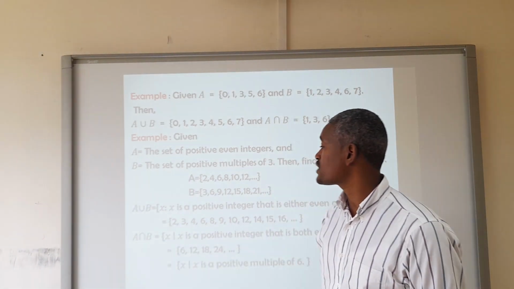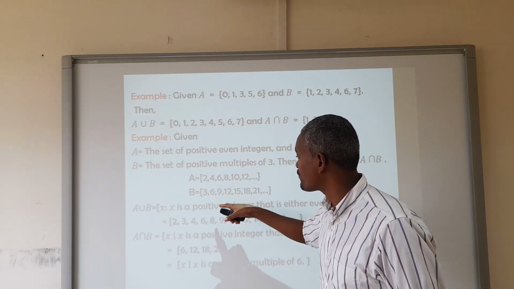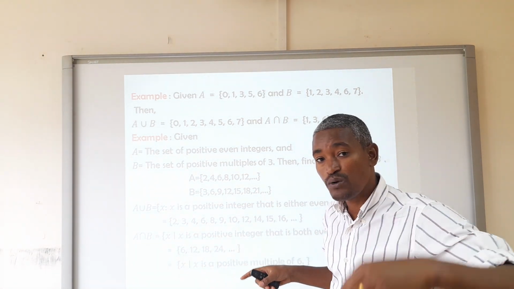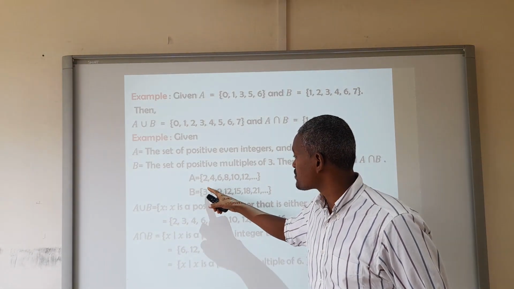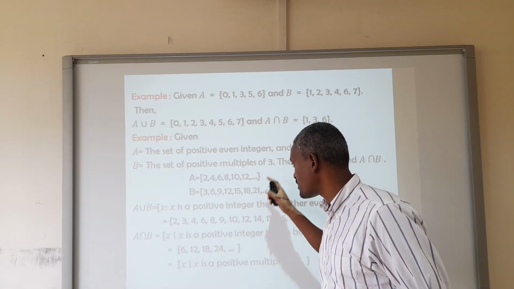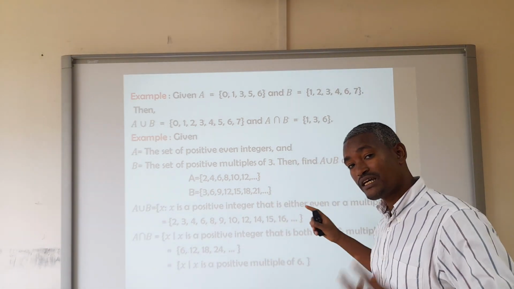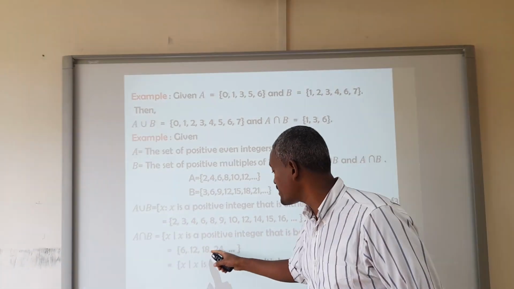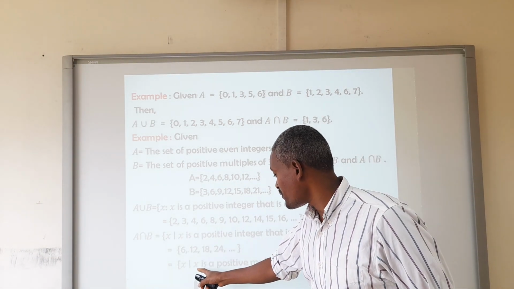And the intersection of the two sets is those even positive integers which are multiples of 3. So 2 is not a multiple of 3, 6 is a multiple of 3, so you will take that one. 12 is a multiple of 3, so you will take that one. 18 is a multiple of 3, so you take that one. 24 is a multiple of 3. Those evens which are multiples of 3 are included in the intersection. Therefore, 6, 12, 18, 24, and so on.